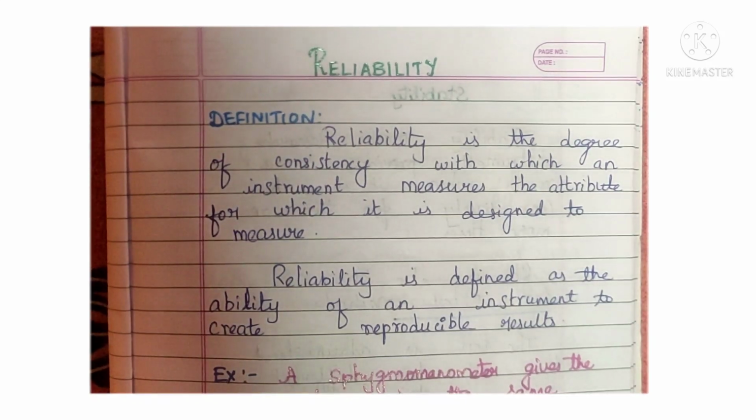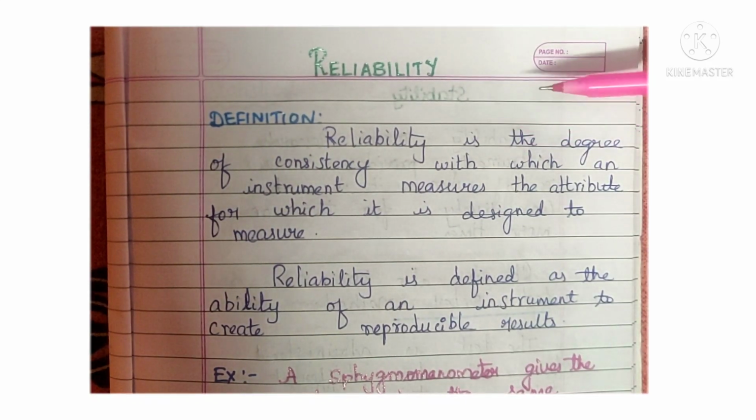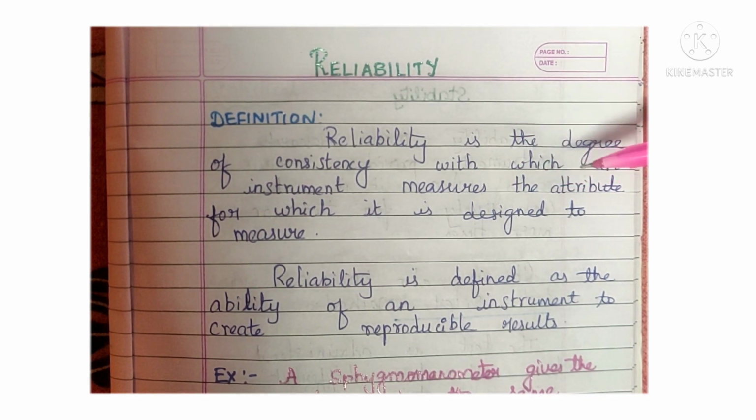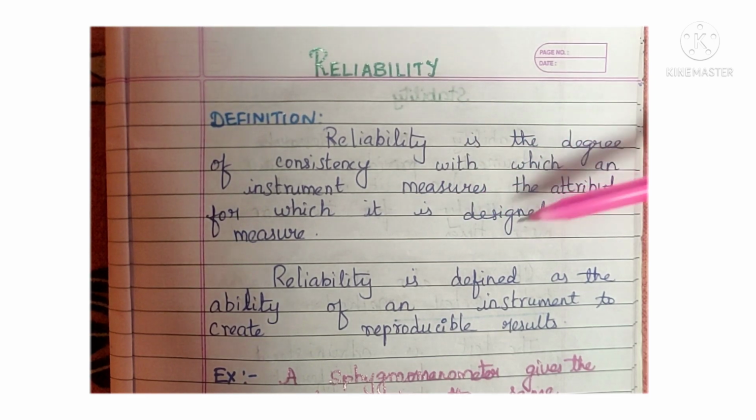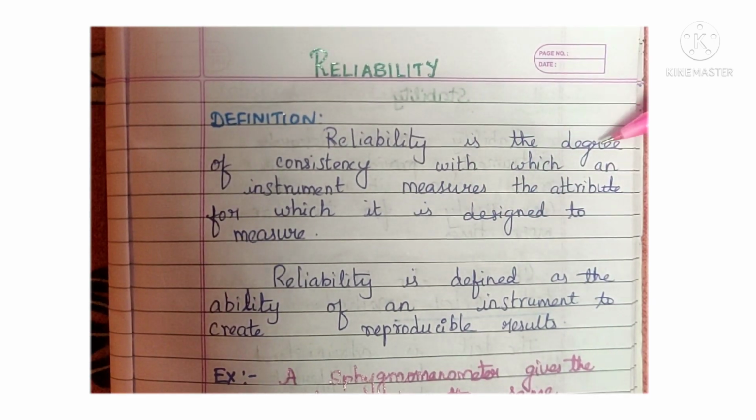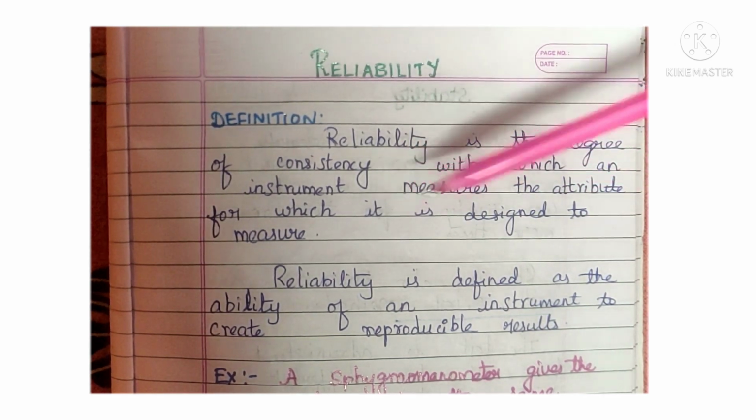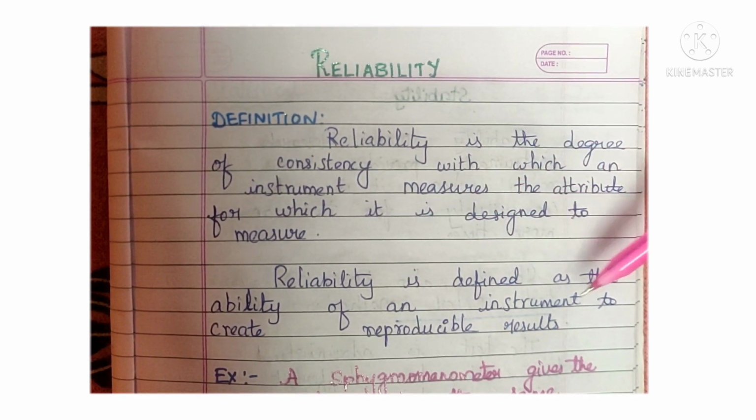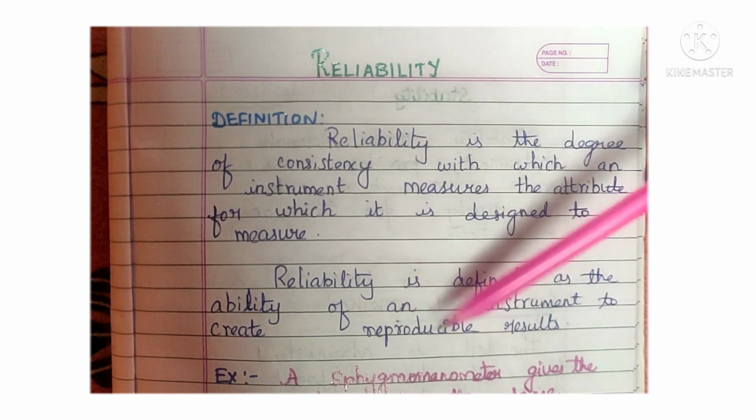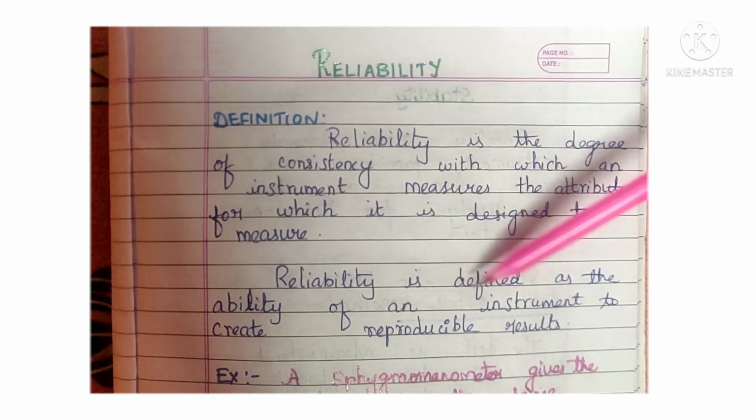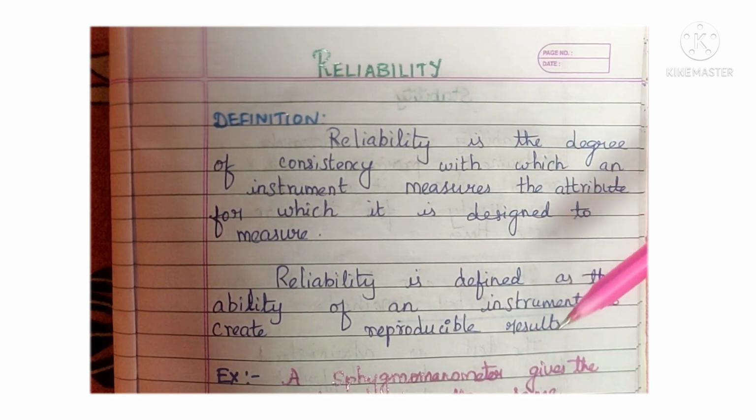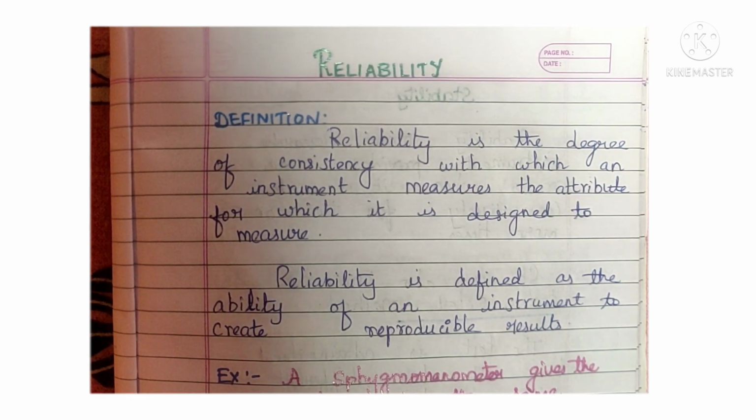What is reliability? The definition is: it is the degree of consistency with which an instrument measures the attribute for which it is designed to measure. Reliability is defined as the ability of an instrument to create reproducible results. So this is the definition for reliability.